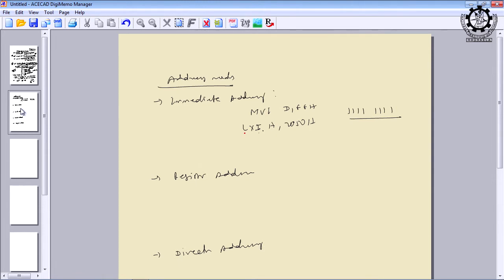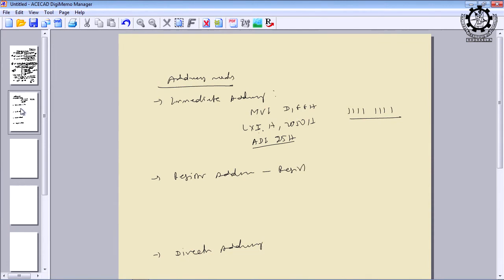Similarly, there is another instruction also for immediate, ADI 25H. What is ADI? Add immediate, and accumulator is implicit. 25 will be added with accumulator and the result will be stored in accumulator. So, likewise you can come across many instructions which come under the immediate addressing.